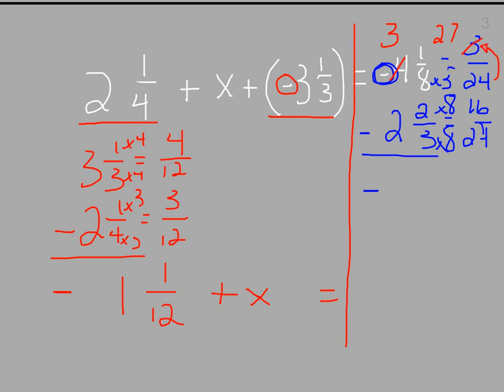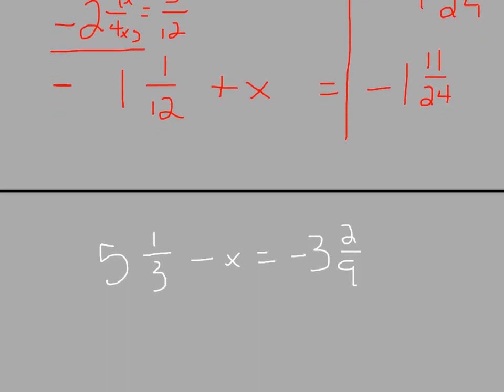Okay, so now I can go 27 minus 16, if you're getting lost or not. And 27 minus 16 is 11, so it's 11 over 24. And then 3 minus 2 is 1. I already knew it was negative, so that is what's left on this side. I'm not done with the equation yet. Okay, I'm going to move this. I don't have a lot of room here.